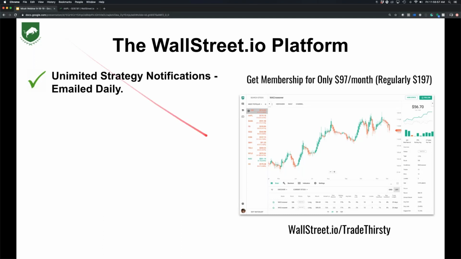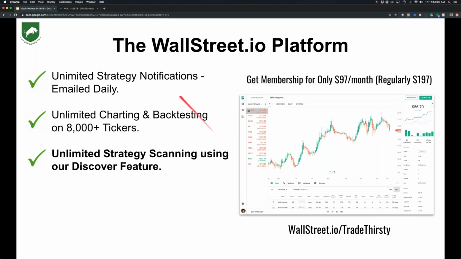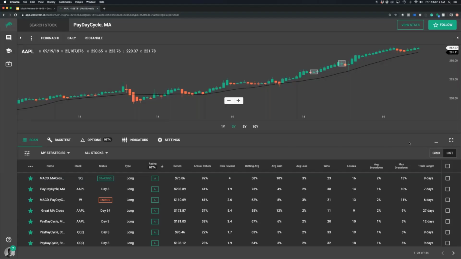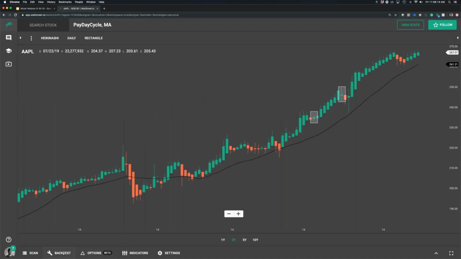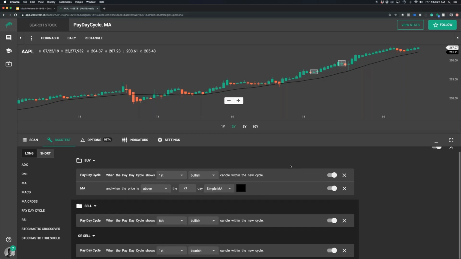You're going to get unlimited charting and backtesting on 8,000 plus tickers. SPY, QQQ, IWM, Amex, NYSE, NASDAQ, pretty much all the tickers. Unlimited strategy scanning using our Discover feature. This is really cool and one of the things that kind of makes us unique. A lot of people love to geek out like me. They're sipping on their coffee in the morning on their deck, eating cereal, and they have this idea. That's actually how I came up with this idea, by the way. And I ran to my computer and I backtested, and sure enough, it was like a golden goose for me.